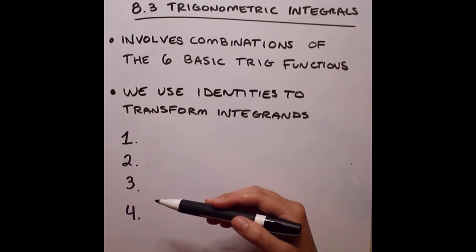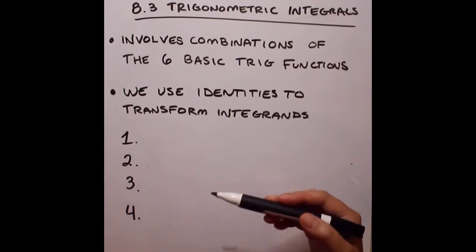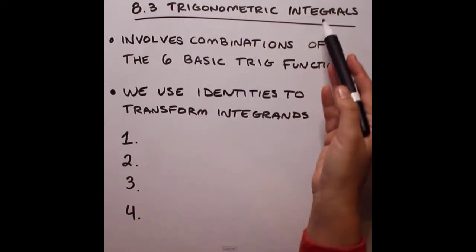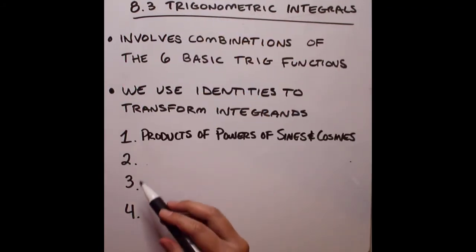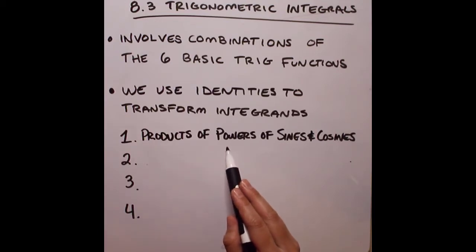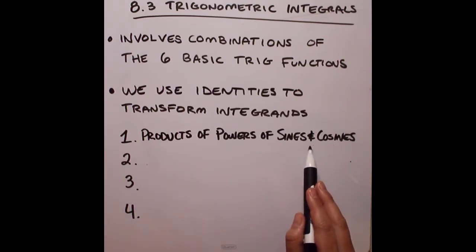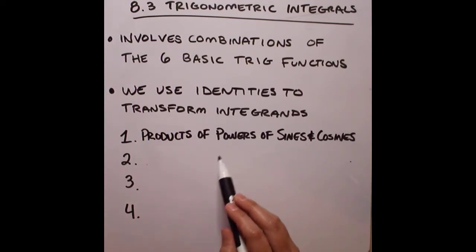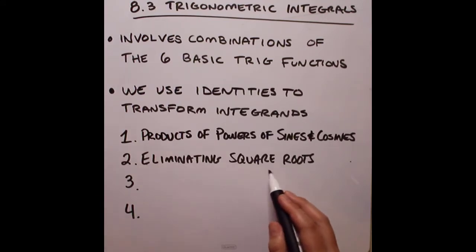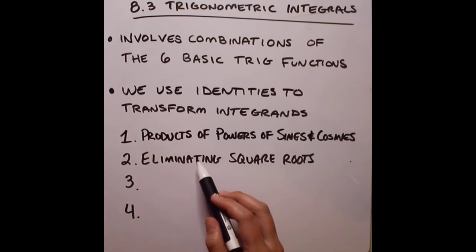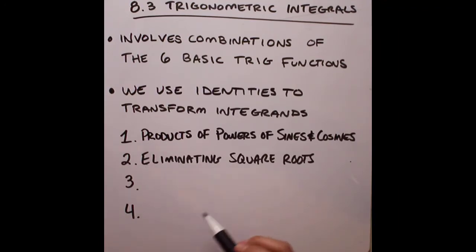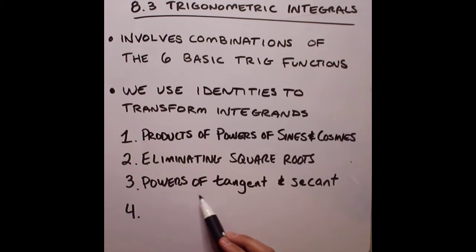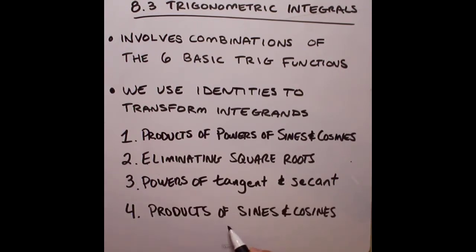And so we're going to basically break this into 4 different categories of types of integrals that are also part of this trigonometric integrals. Alright, number 1, we're going to look at products of powers of sines and cosines. So our integrands are going to have sines and cosines or combinations of those 2 functions in them with exponents on them. Number 2, eliminating square roots. So these are going to be integrands that have our trig functions in a square root.